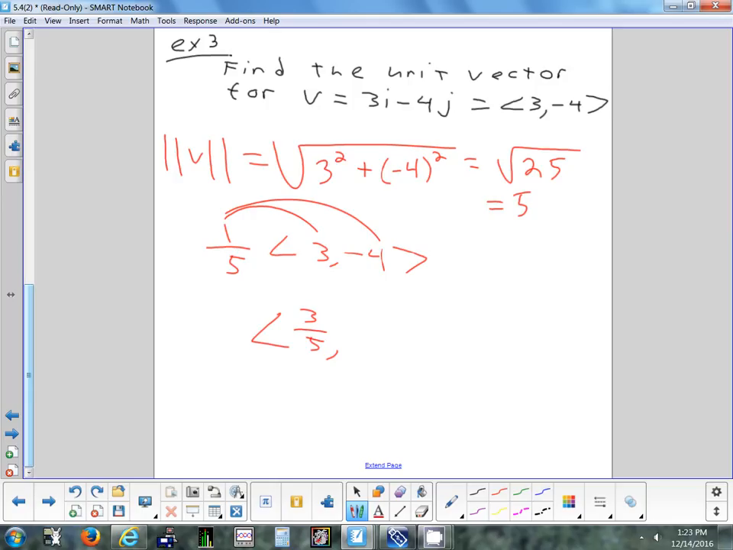And if you scale the x component, you need to scale the other one, the y component as well. -4/5. How'd we get a fifth? Because the vector is 5 units long. So if something's 5 units long and you want to make it 1, scale by 1/5. Okay, so now here's a vector that points exactly the same direction, except now it's 1 unit long instead of 5.